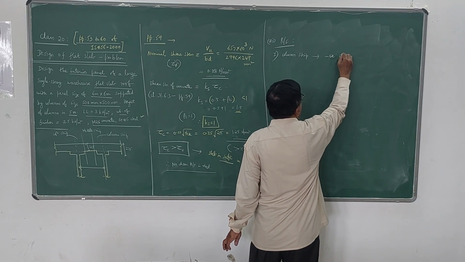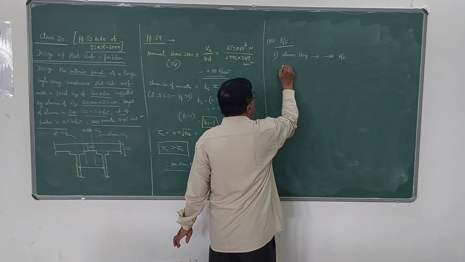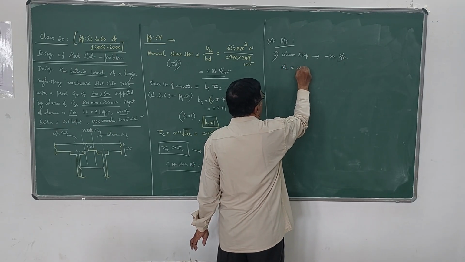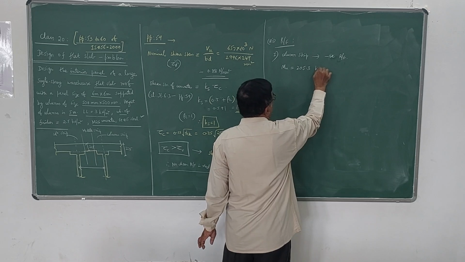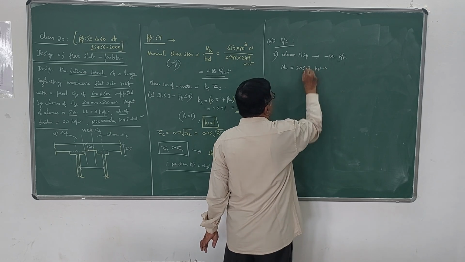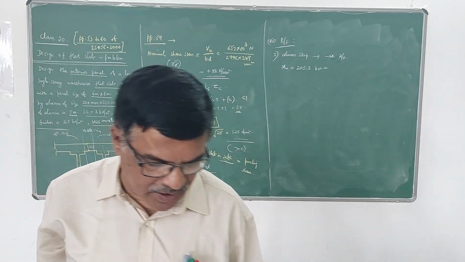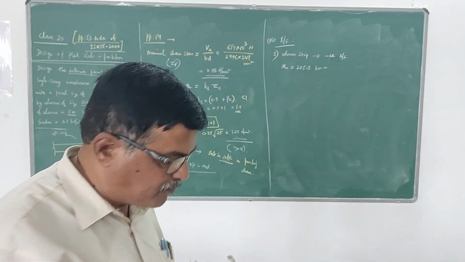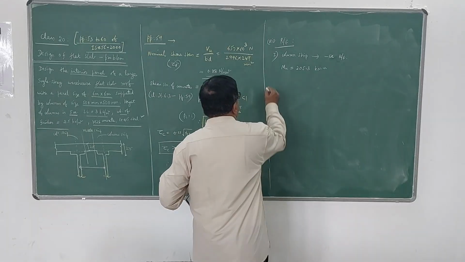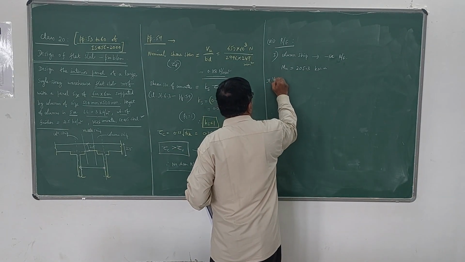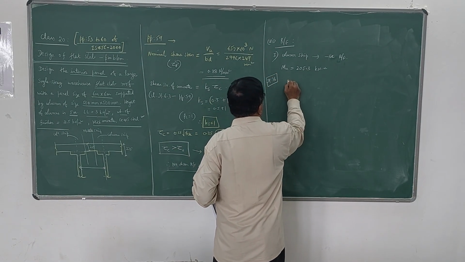What is the value of moment there? Mu is 205.3, the highest value. Now I will tell you how to calculate the reinforcement using SP16. You have to take the ratio Mu by bd square, so I will do it using SP16.